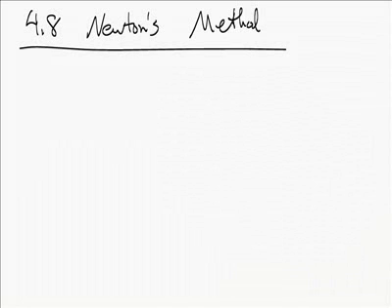In section 4.8, we're going to learn a method for finding zeros of functions called Newton's method. You've read through the book, so you have an idea of what's going on. I'm just going to look at a couple examples and reiterate the concept of Newton's method.